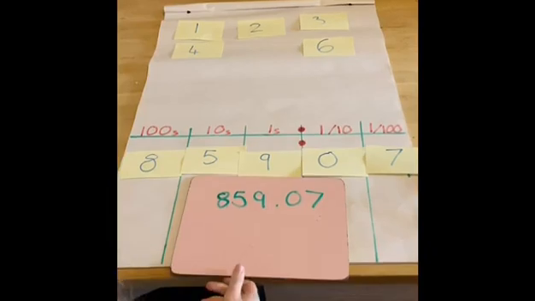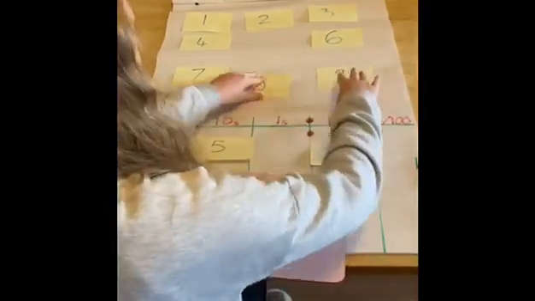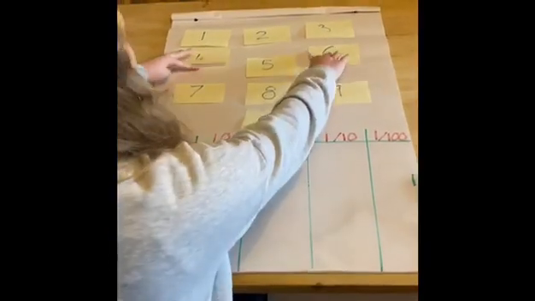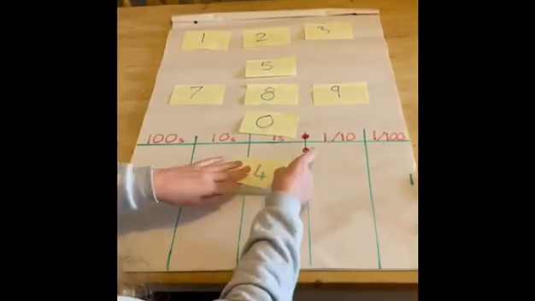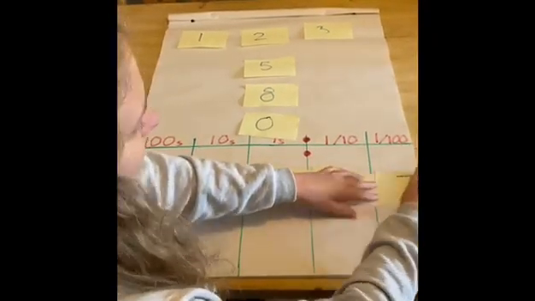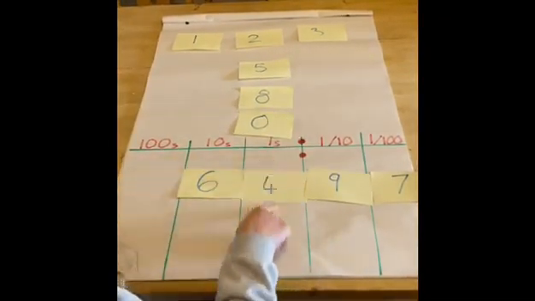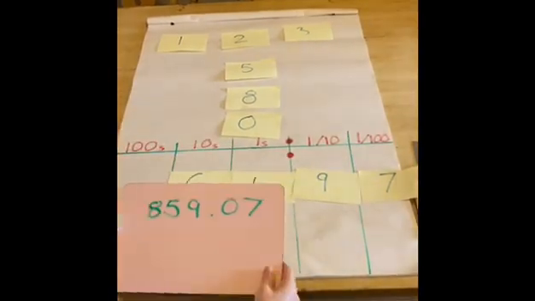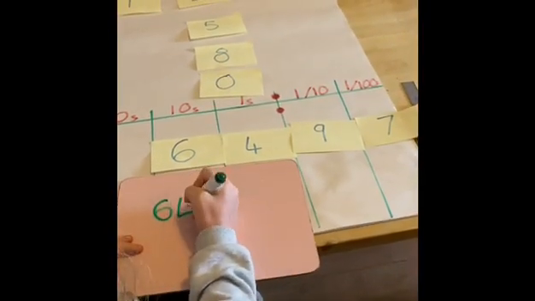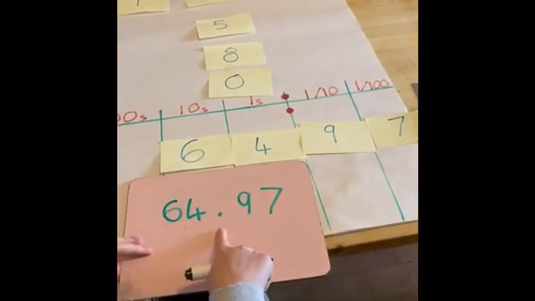Okay, let's try another one. So like I've said before, we've done loads of work on this. It's all just a bit of a recap. Okay, this time let's make this number. Okay, so this number has 6 tens, 4 ones, 9 tenths and 7 hundredths. So on this whiteboard, it's going to look like this. And you would say this, 64.97.